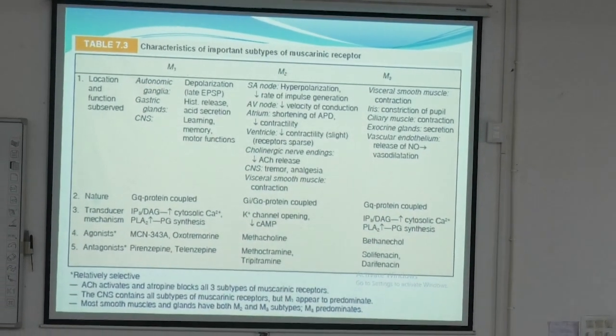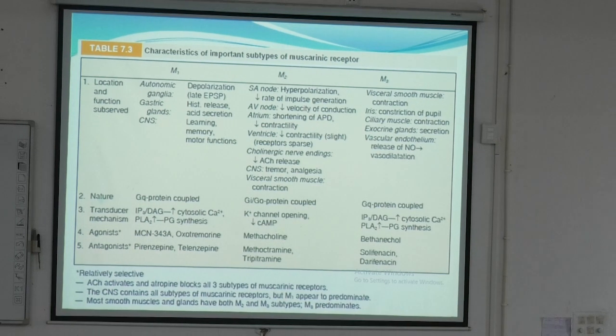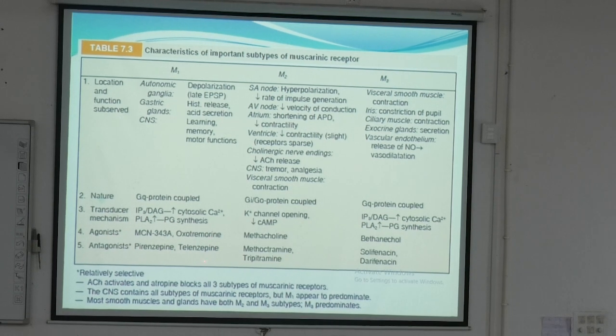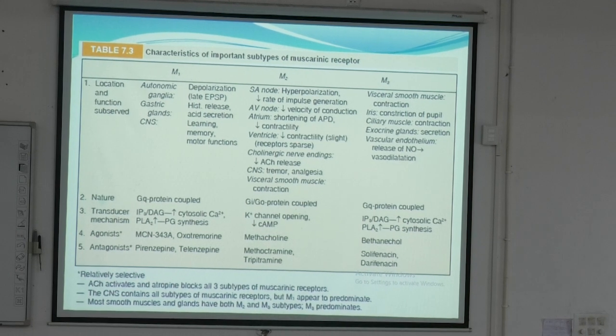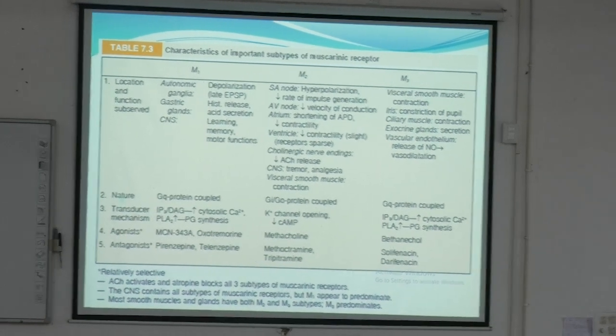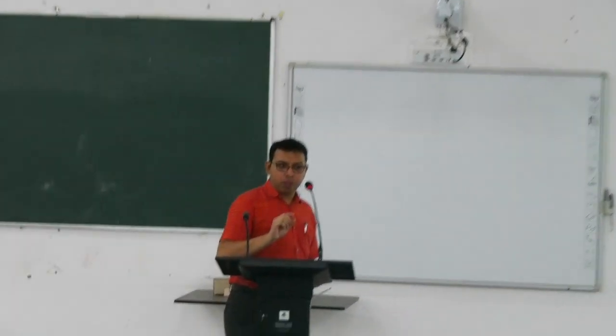Now you can see M1 receptor is present in the autonomic ganglia, CNS and gastric glands. Okay, so these are the areas where it is present. Oxotremorine is the agonist of the M1 receptor, and pirenzepine and telenzepine are the antagonists of the M1 receptor. So these are the specific agonist and antagonist of the M1 receptor.